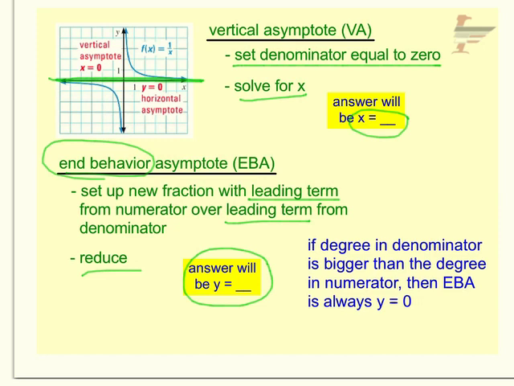There is a special case with your behavior asymptotes, and that's what I have written over here in blue. If the degree, remember the degree is your highest exponent with x, if the degree in the denominator is bigger than the degree in the numerator, then your behavior asymptote always defaults to y equals 0. So that's the thing to look for first, is the degree in the denominator bigger than the degree in the numerator. And if so, we don't even have to do this because we know it'll be y equals 0.